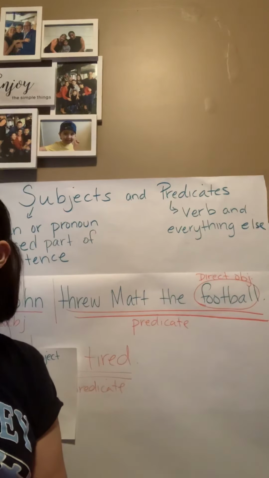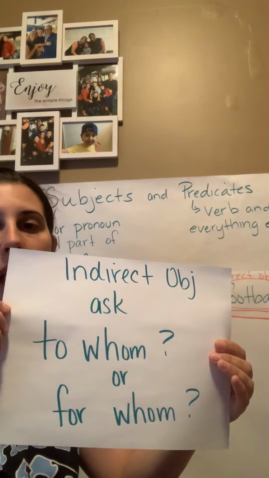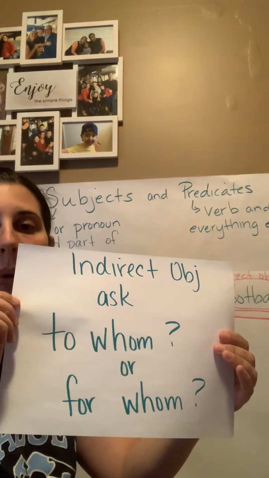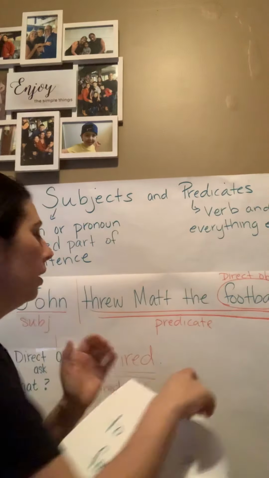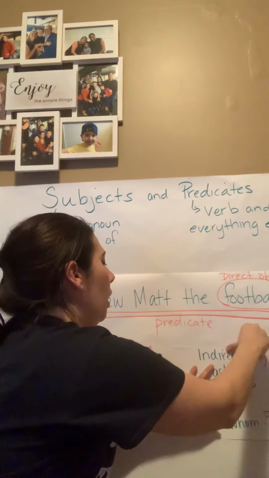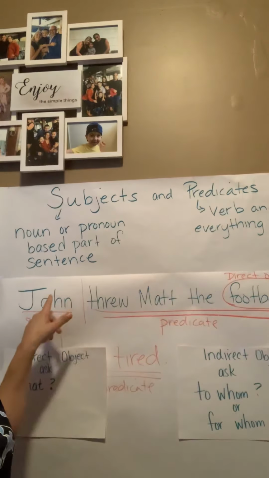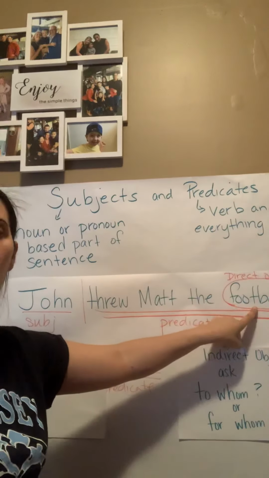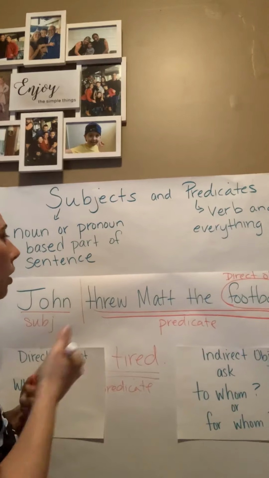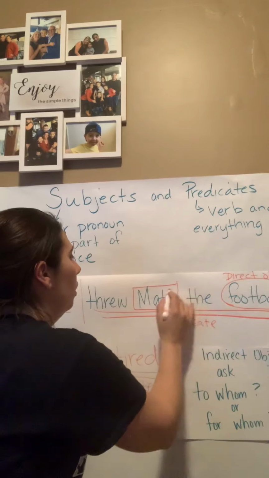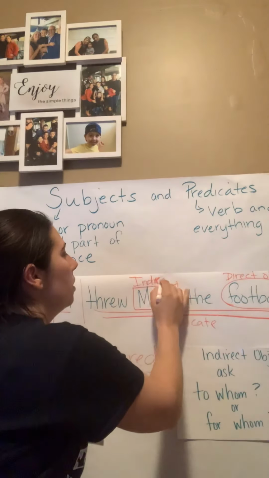Now, the second part: for an indirect object, you ask yourself, to whom or for whom? So, John threw Matt the football. He threw what? The football. Who did he throw it to? To whom? Indirect. Whoops.